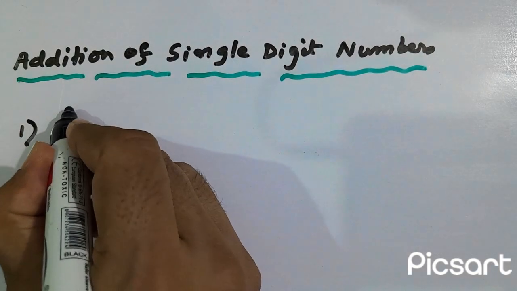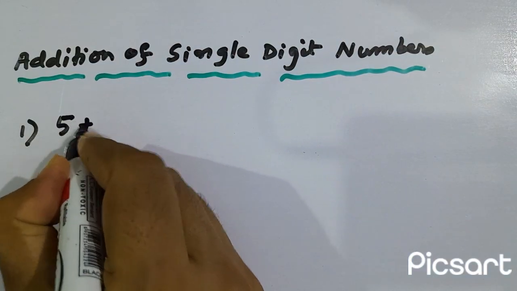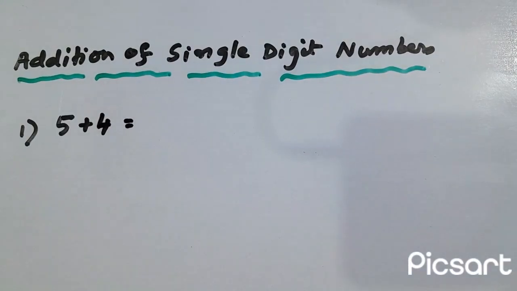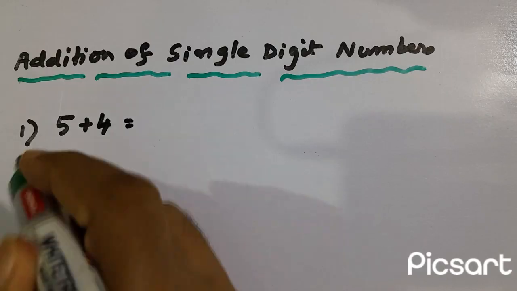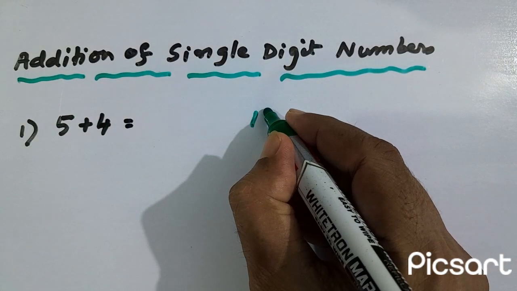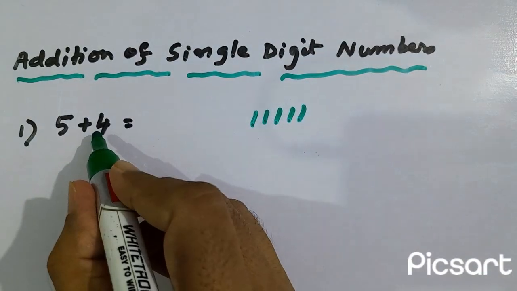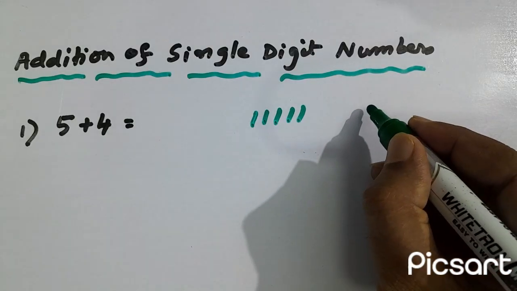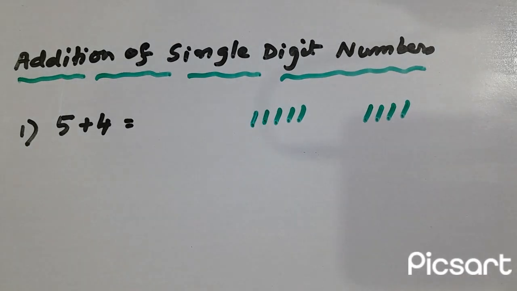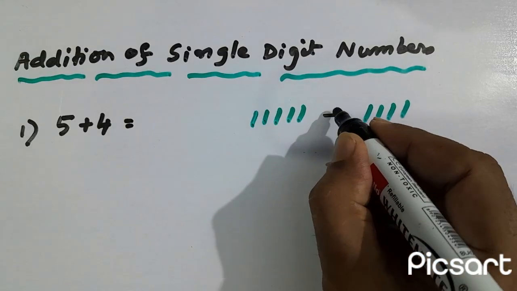First example, we have to add 5 with 4. So what we'll do here, first number is 5, so we'll draw 5 lines. 1, 2, 3, 4, 5. Then second number is 4, we'll draw 4 lines. 1, 2, 3, 4. Now what is told, we have to add these lines with this.